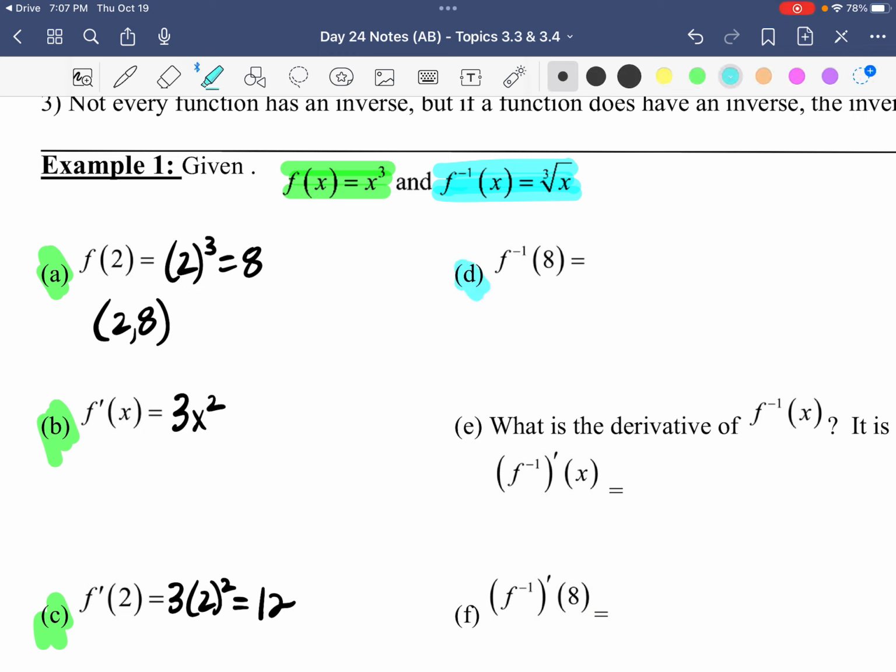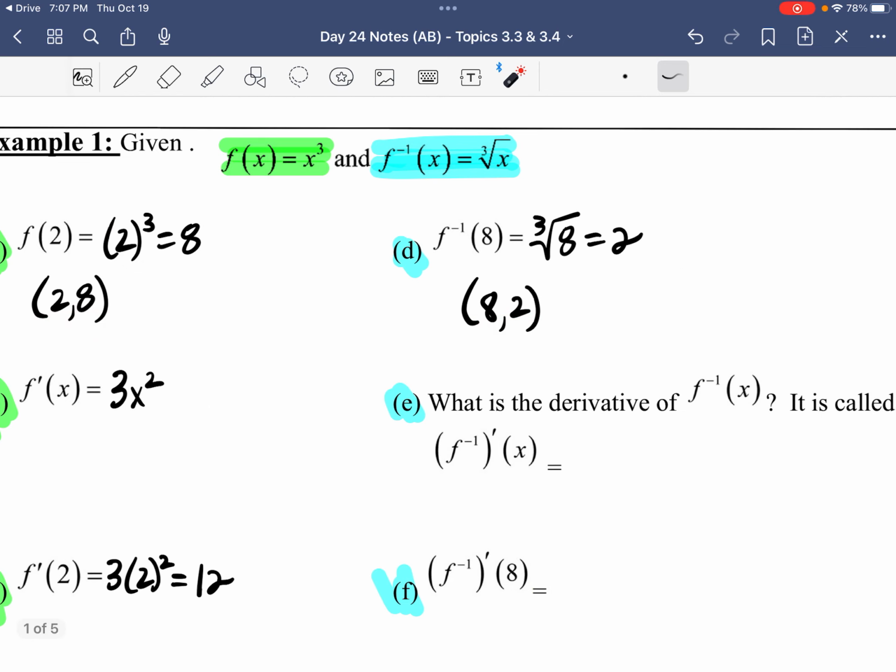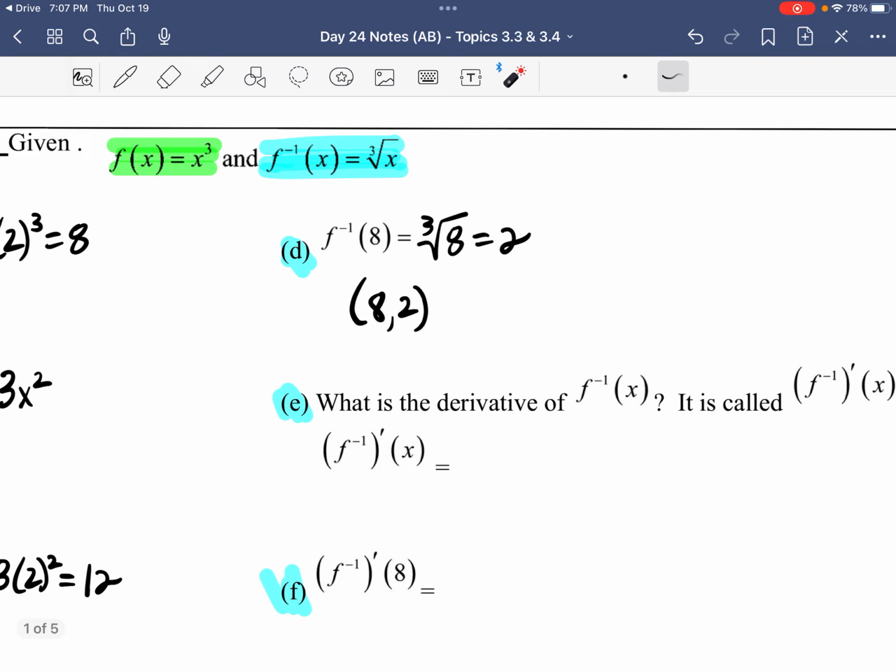Okay? f inverse of 8. If we do f inverse of 8, we are just going to plug that 8 into the f inverse function. So the cube root of 8 is 2. So notice that the inverse function has the point (8, 2). This one had (2, 8). This one must have (8, 2). It's required.